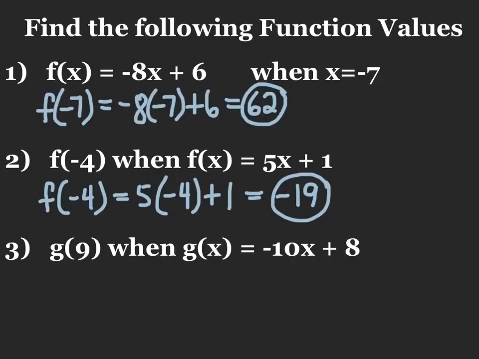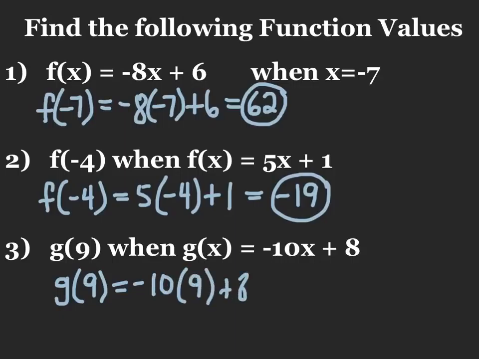And then lastly, we're plugging in 9 where the x is. So we have g of 9, which would be negative 90 plus 8, which is negative 82.